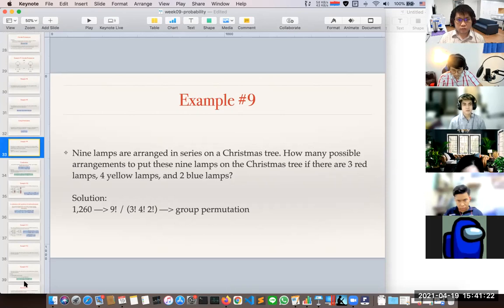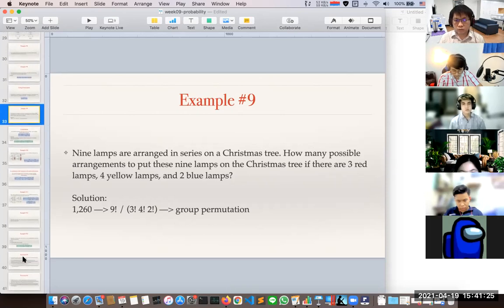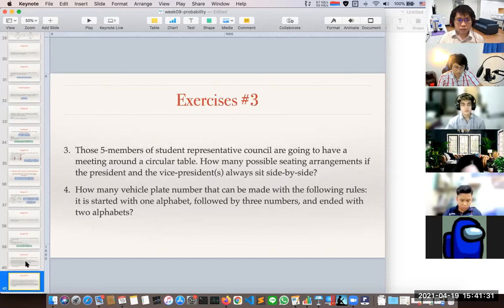For number 2, is it because for the circular it's always n minus 1, yes, because there's only one point for counting, the start of the count? So because in number 3 the president and the vice president always sit side by side, can we assume that we can just do n minus 2 for it, sir?